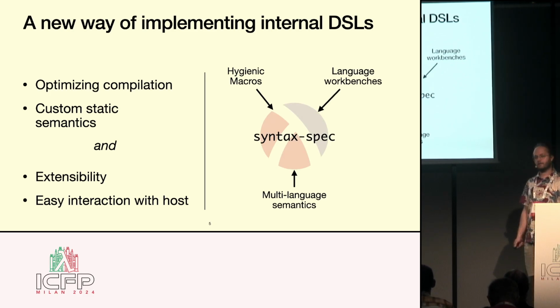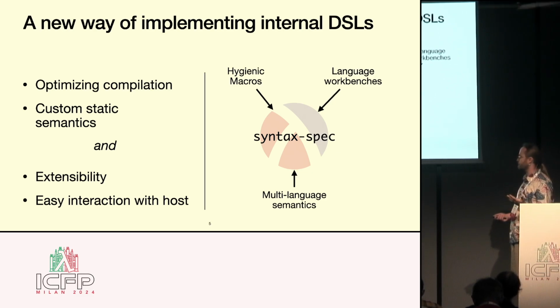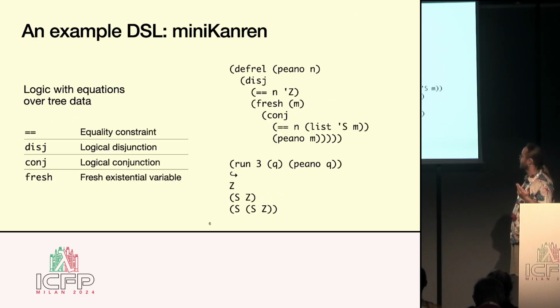So my particular implementation of a multi-language macro system is a layer on top of Racket's existing macro system that I call syntax-spec. That's the system that I'm going to be using today. In order to illustrate this, I'm going to walk you through the benefits that we're going to get for a particular concrete DSL implementation. So I need to take a moment to introduce you to the DSL that I'm going to use.